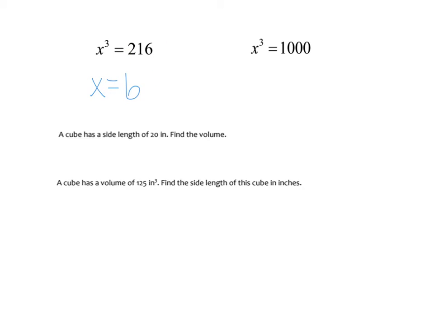Okay, x cubed equals 1,000. What times itself 3 times is 1,000? X has to be 10. These last two are very easy. We're talking about cubes, we're talking about side lengths, we're talking about volume.